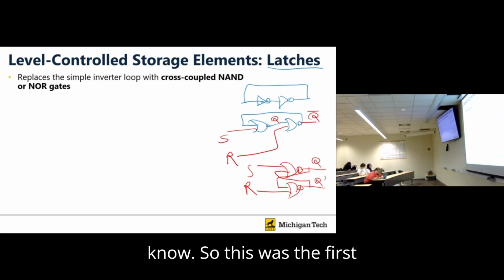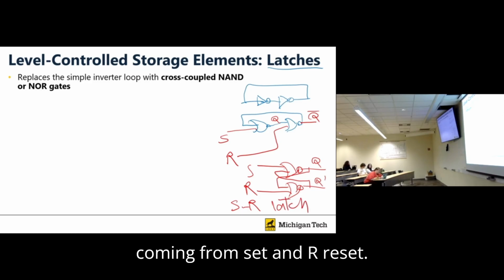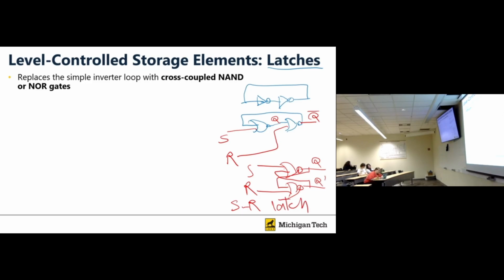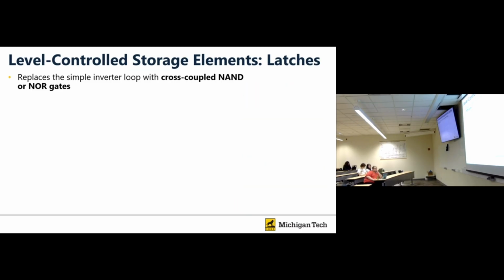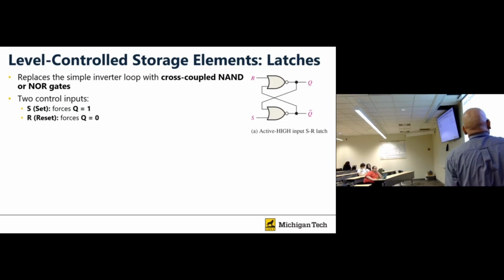So this was the first latch. This latch is called the SR latch. It is coming from S set and R reset. Set, reset, latch. Any question about this? Okay, but let's see. I need to clean this too. So this is the clean version of the SR latch.